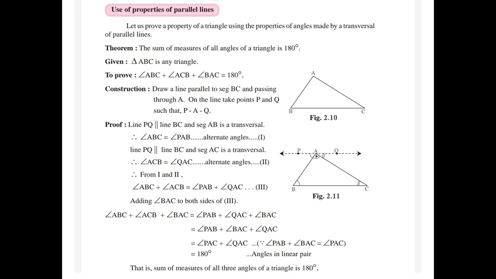Now we are going to use this parallel lines property to prove a theorem. This theorem is important because for your exams we have already seen one theorem, the vertically opposite angles theorem, and this is another theorem which is also important: the sum of angles in a triangle is 180 degrees. That also we are going to ask for the exam.